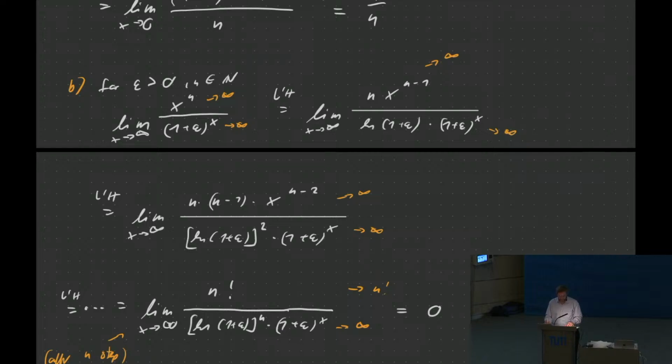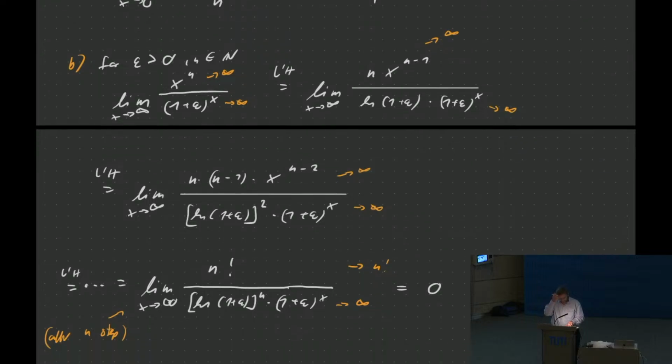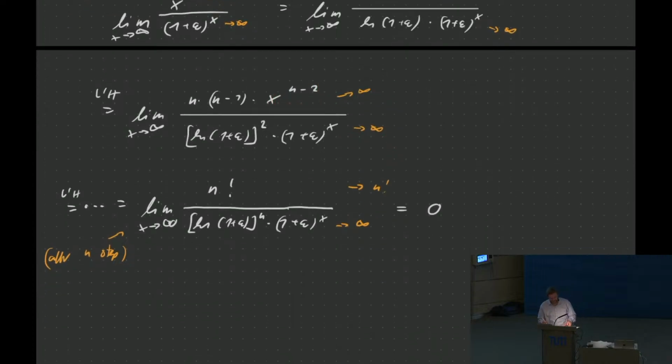And through L'Hopital's rule, we can get this new expression, differentiate this expression once, differentiate that expression once. You remember we talked about that differentiation rule last week. And again, you're in the same situation. Both go to infinity. And again, you can try to apply L'Hopital's rule. So you just repeat that, and you're again in the same situation. And you do the same over and over again.